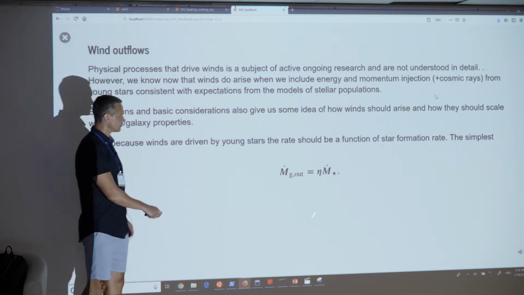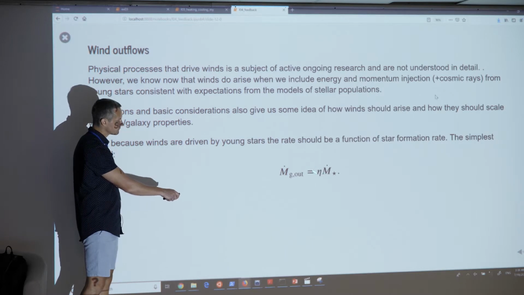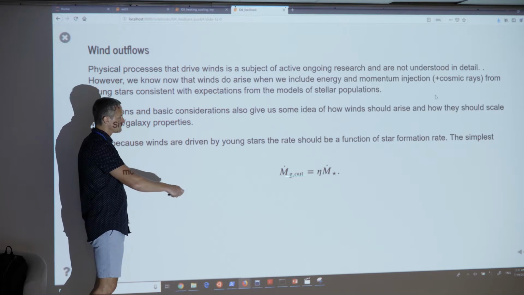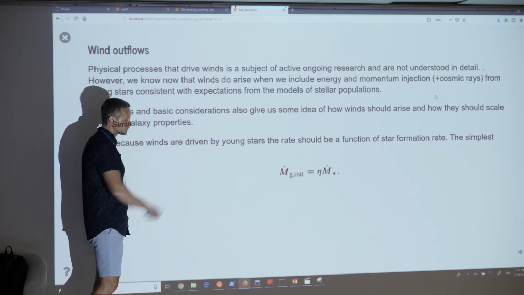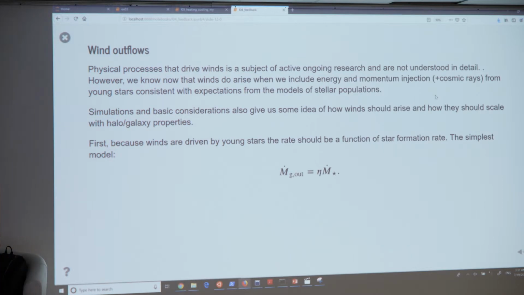In some dwarf galaxies, it could be tens. But measurements of this number in observations are very difficult. Theoretically, though, we can justify that the outflow rate of gas should be proportional to the star formation rate because it's driven by young massive stars, right? And this is the simplest model.